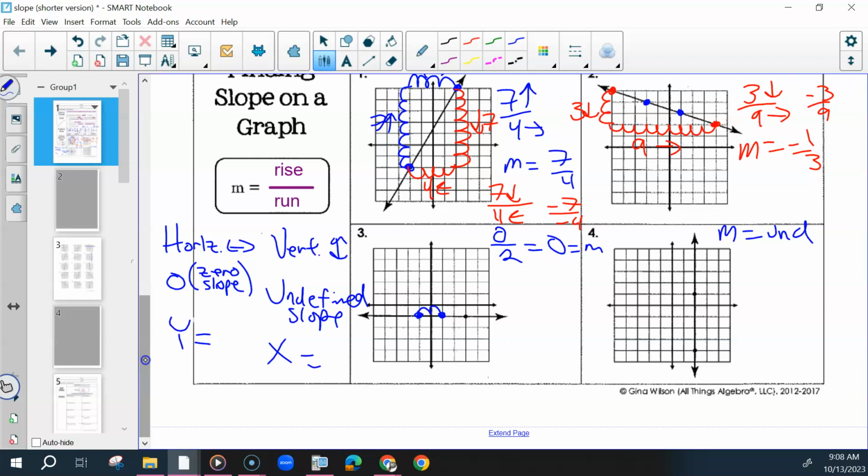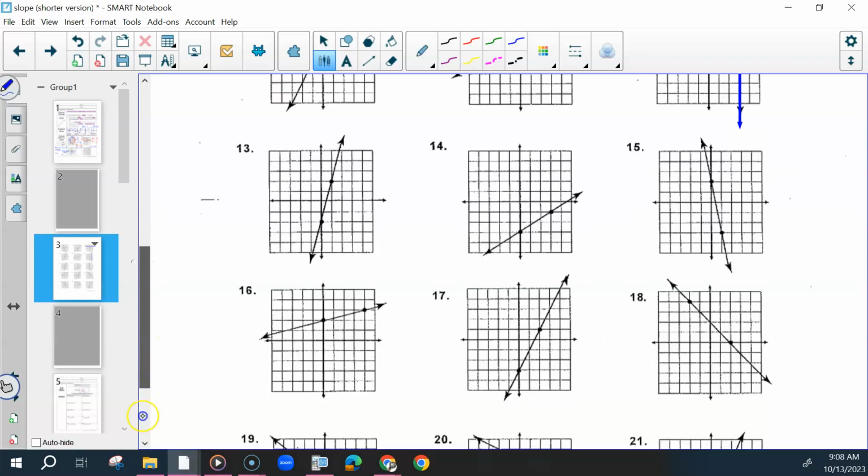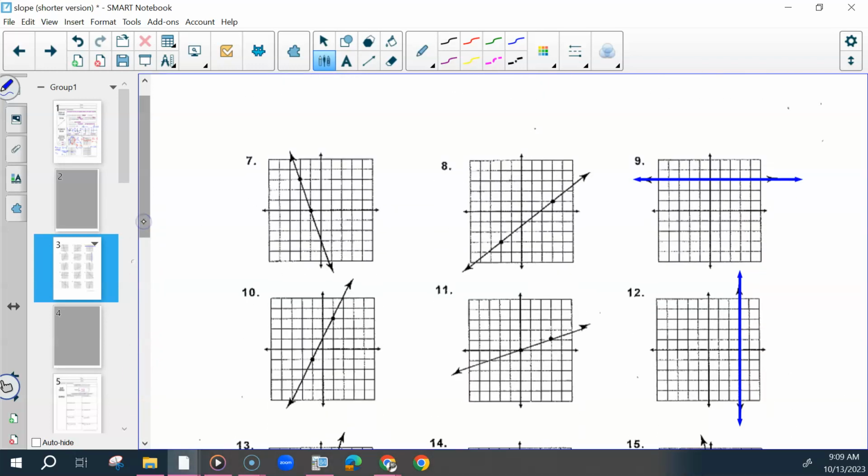On to the next page. We're going to go over any questions you want to go over first, and then I'll let you practice some, and then we'll move on. So on this page, 7 through 21, are there any questions you have about it?